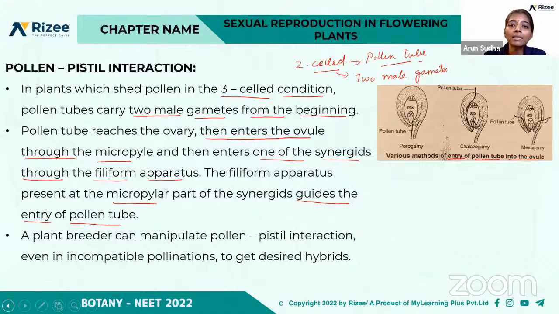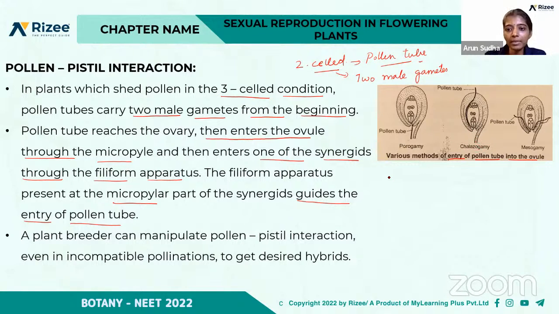there are several ways in which the pollen tube enters into the embryo sac, right? Based on that, there are 3 types: one is porogamy, another is chalazogamy, and another is mesogamy. Porogamy is what commonly happens in angiosperms, that is, the entry through the micropyle. But in some cases it enters through the chalazal end. That is called chalazogamy.